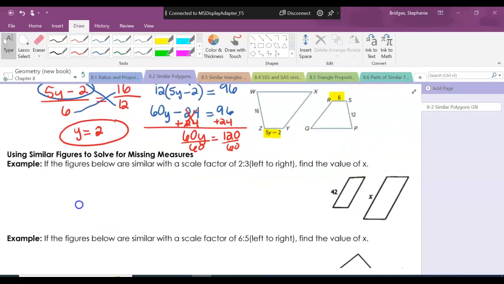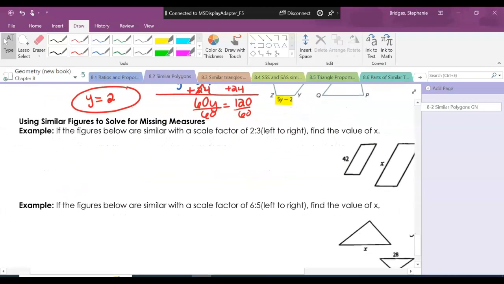Another way that we can solve it is if we're given the scale factor. Read the question. If the figures below are similar, what does it tell me they have? A scale factor of 2 to 3, and then it specifically tells you from left to right. That means the left figure goes first, the right figure goes second. My scale factor, what does it say it is? 2 to 3. So I'm going to write my ratio of 2 to 3. You can always use the scale factor to simplify and solve for missing pieces.